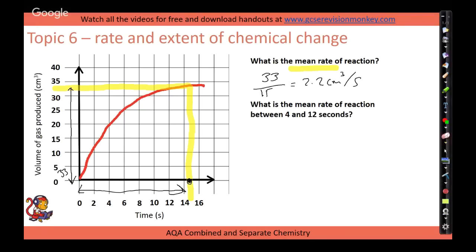So what you would do then, let's see if I can do it with a line instead. You would go up at 12, like so, and across. And you go up at 4, like so, and across, showing your working on your line. So the mean rate of reaction between that time, well, you just need to see how much gas is produced over what time. So this is between 20 and 32.5. So that's produced 12.5 over 8 seconds. So that has a rate of reaction of 1.6 centimeters cubed per second.